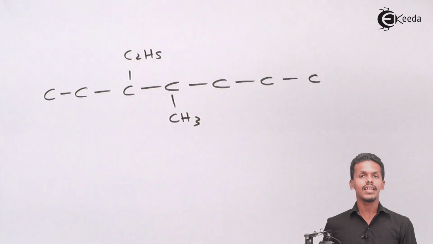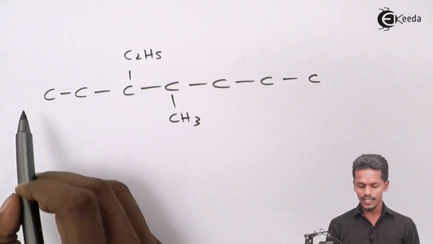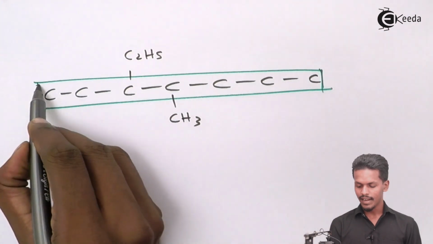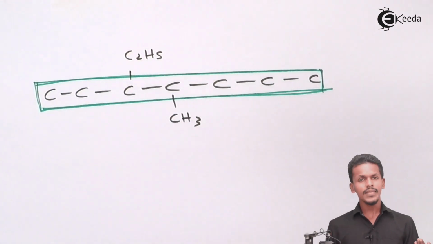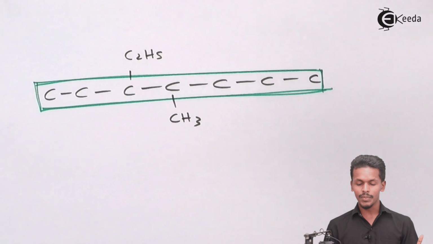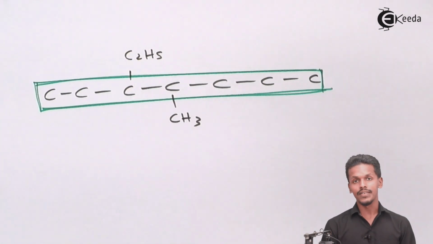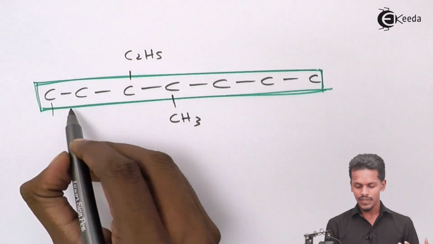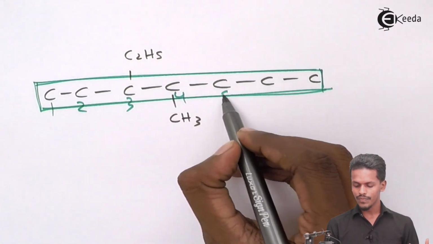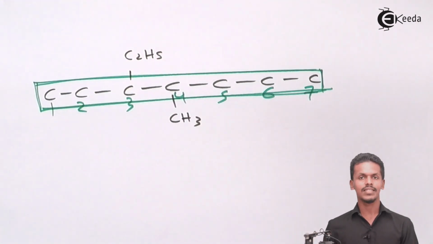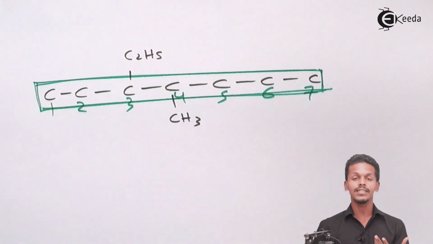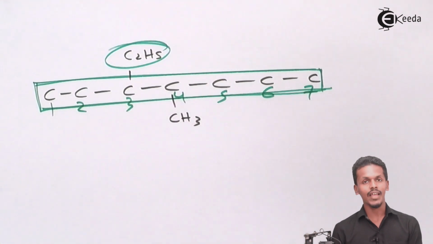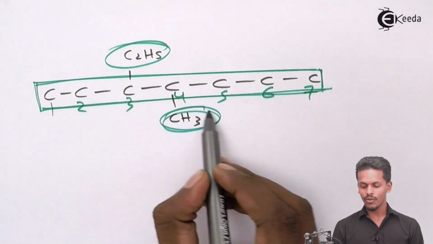Suppose again I am following the first rule, so it would be the longest chain. This would be the longest chain that we have, and the numbering will start from that corner from which I could see that the substituents will get the lower number. So therefore this would be 1st, 2nd, 3rd, 4th, 5th, 6th, 7th. So 7 carbons is the parent hydrocarbon that we have, basically known as heptane. So now this is the group that we have on the 3rd position, and this is the group that we have on the 4th position.